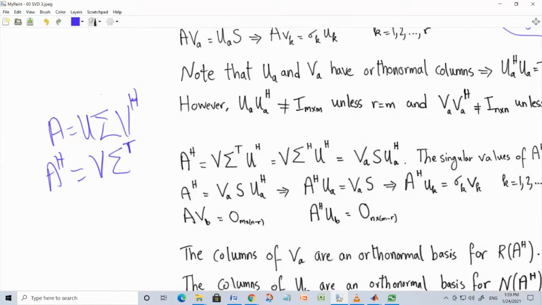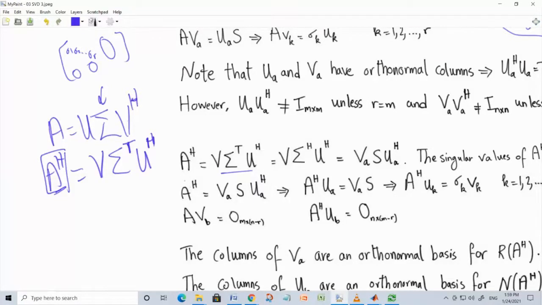Matrix sigma itself, if you remember, is a matrix in which you have sigma 1, sigma 2 up to sigma r, and then zeros. Those sigmas, the singular values, are real valued, so their conjugate is themselves. So the Hermitian of sigma is also just transposed, to highlight that the sigmas are real valued. And then you have U Hermitian. So the singular value decomposition of A Hermitian is V sigma transpose U Hermitian.